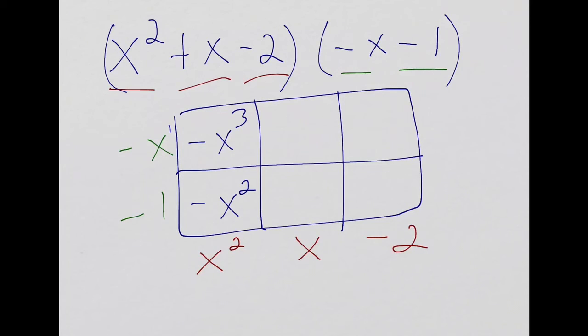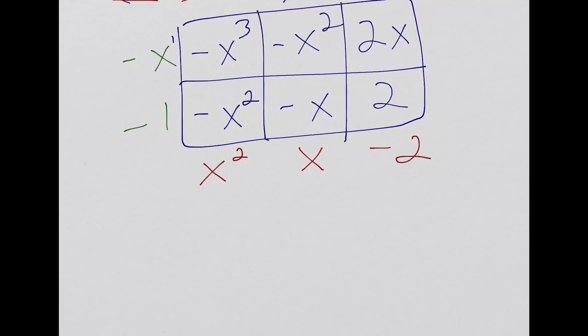Next column, negative 1 times x is a negative x. Negative x times x is a negative x squared. And lastly, I have negative 2 times negative 1 is a 2, and negative 2 times negative x is a 2x, because the two negatives cancel each other out. That's why this last column, they come out positive, unlike the first two.